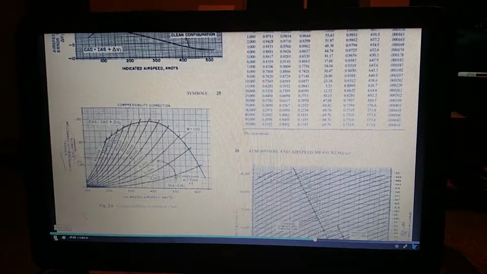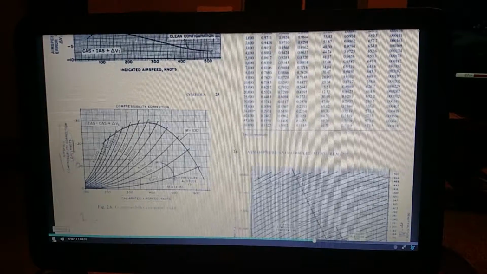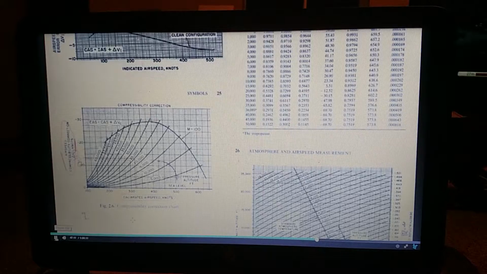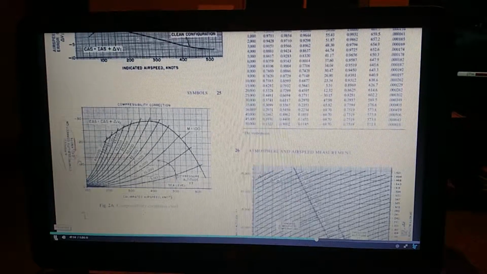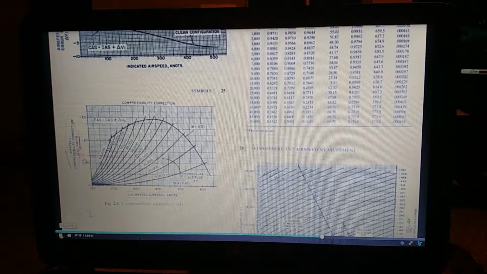which basically means if we entered with the 322 calibrated, that's what I said, right? 322 calibrated minus 13, our result would be 309 knots equivalent airspeed.